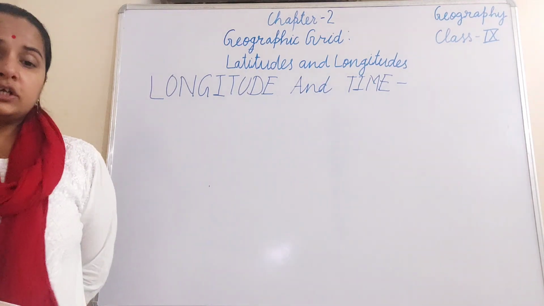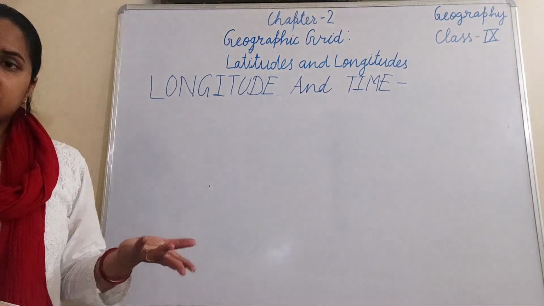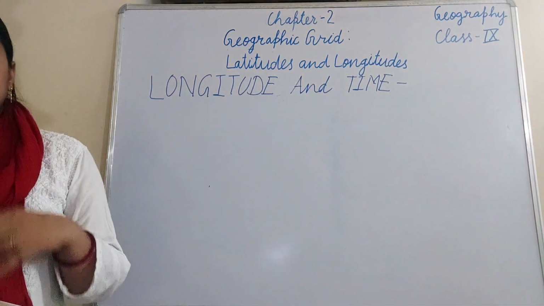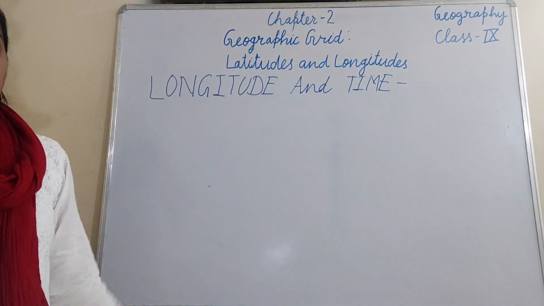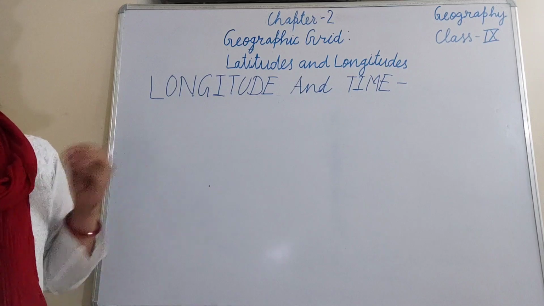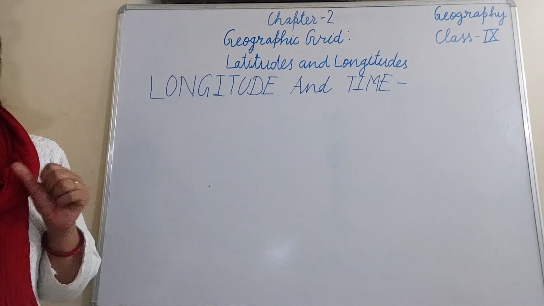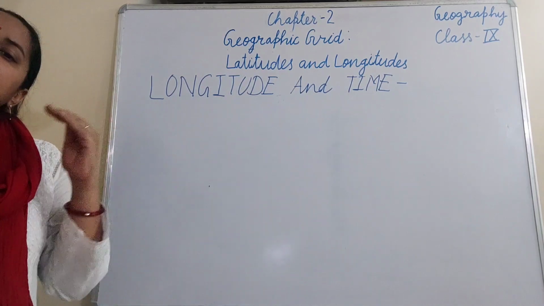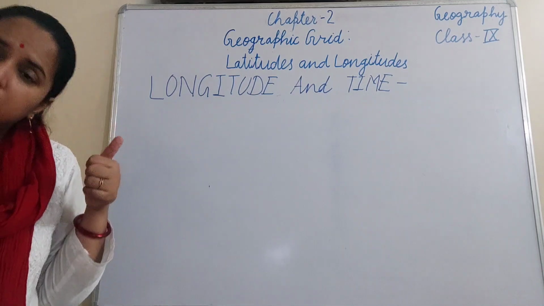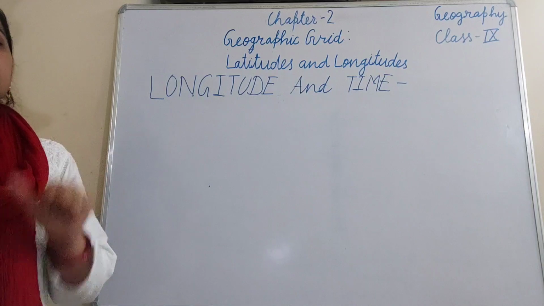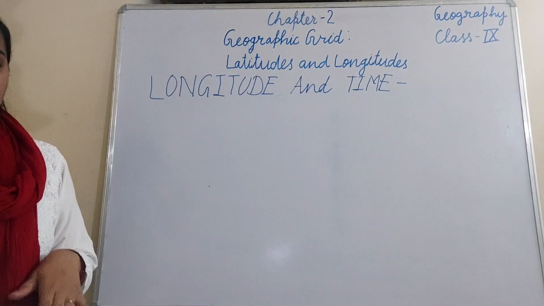These lines of longitude are also known as the meridians. Why? We have discussed, because the sun crosses the lines of longitude at noon. So at a particular moment of time, if it is 12 noon at a given longitude, it must be 12 noon at all the places on that longitude. It will be the same time on all the places that are lying on that particular longitude.